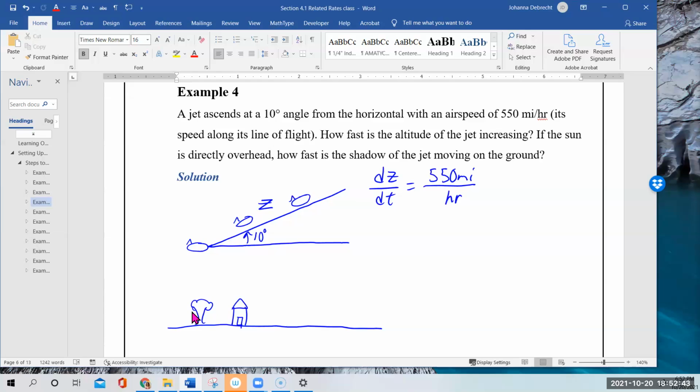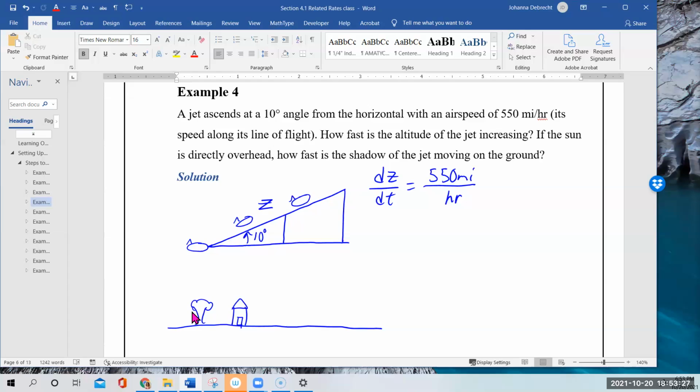Now let's look at the next sentence. How fast, which sounds like a speed again, which of course is a derivative, is the altitude of the jet increasing? Here's where we have to make our first assumption. It's not clear whether they're talking about the altitude from the ground or the altitude from the horizontal. However, notice that the horizontal does not change its position with respect to the ground. So in essence, it's about the same thing. That means that we can just measure it from the first location, from the horizontal where it was flying.